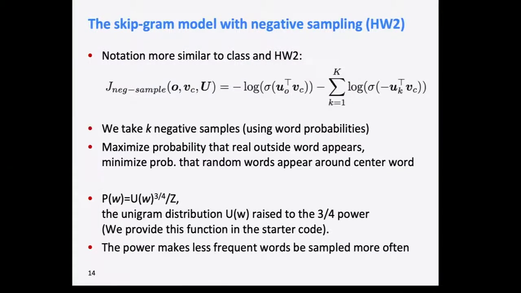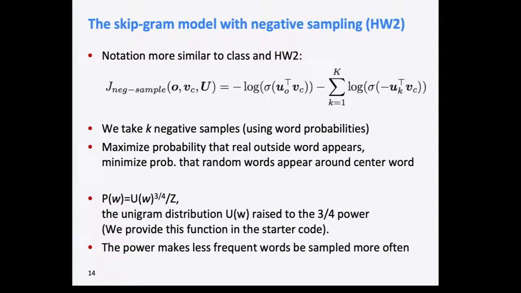So if I show you this version, which is just written slightly differently to look as much as possible like the notation that we used last time, here is our new objective function for using negative sampling. And we've got two terms. The first one is the log of the sigmoid of the observed context word, the outside word, dot producted with the center word. And we're going to want that to be big.